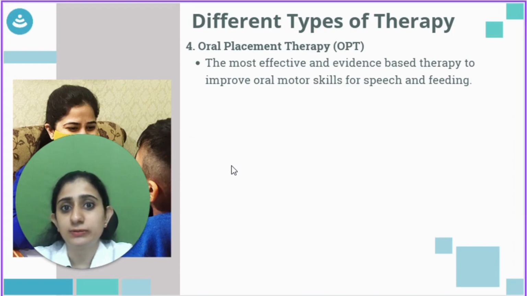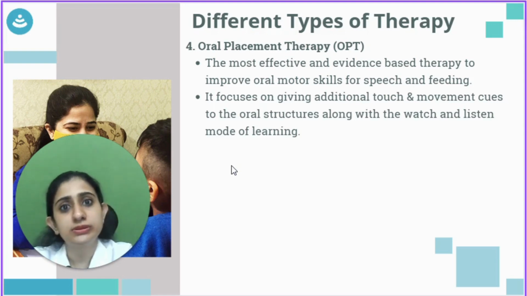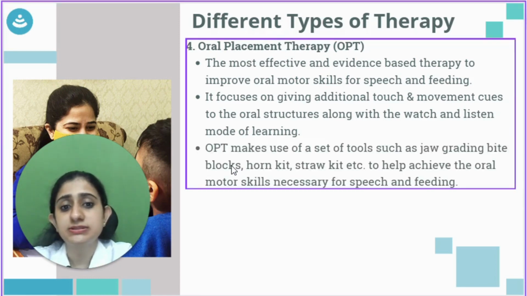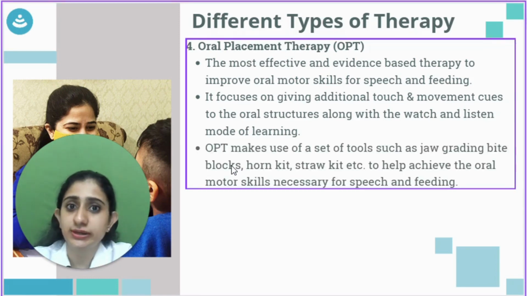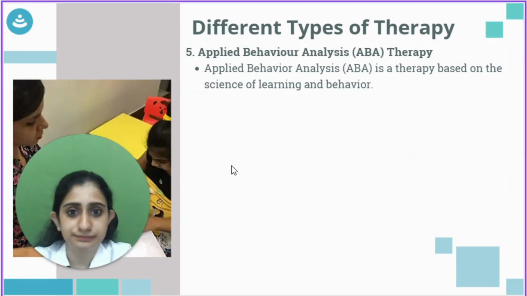So next is the oral placement therapy. So it is considered one of the most effective and evidence-based therapies to improve oral motor skills required for speech and feeding. So it focuses on giving additional touch and movement-based cues to the oral structures, along with the watch and listen mode of learning. So it makes use of a set of tools such as the jaw grading bite blocks, horn kits, stroke kits, etc., to achieve the oral motor skills necessary for speech and feeding. So the professional needs to be certified in OPT to provide the therapy.